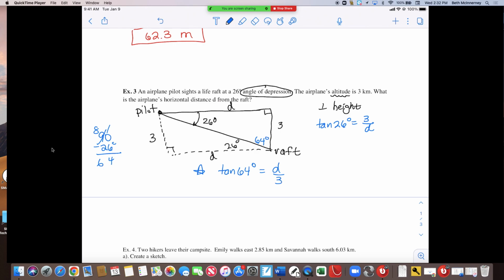If you don't like the variable in the bottom, in a right triangle, you could find the missing angle and put the D on the top. Does that make sense? Either works then, whichever way works for you. Again, I'm going to make a proportion, and this would be D times the tangent 26 degrees is 3. Divide by the tangent 26 degrees. And D is about, I have 6.15 kilometers. Again, round 1 or 2 decimals.